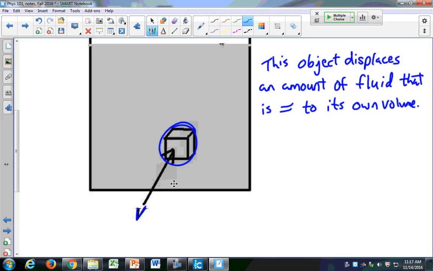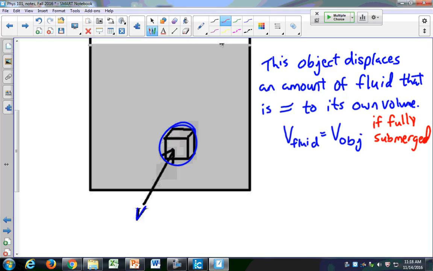Let me write that down. So I wrote that in words here. But the volume of the fluid is equal to the volume of the object, at least if it's fully submerged. And we'll see some cases where they're not fully submerged. They're just partially submerged, in which case the volume of the displaced fluid will be whatever fraction of the object is underwater.